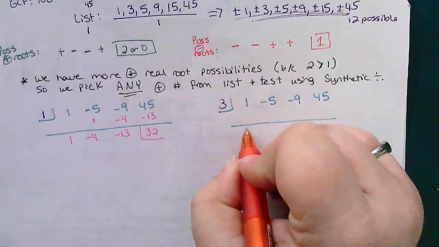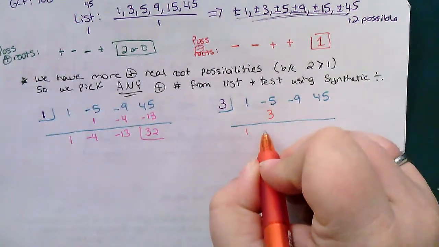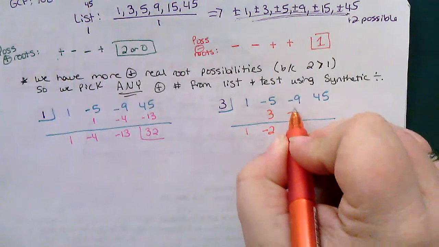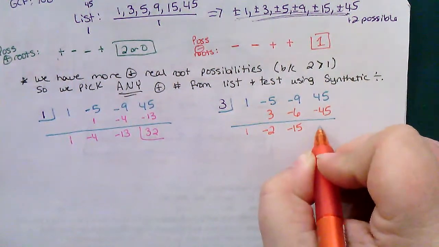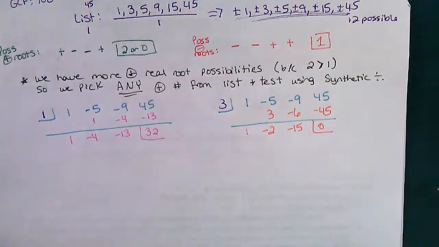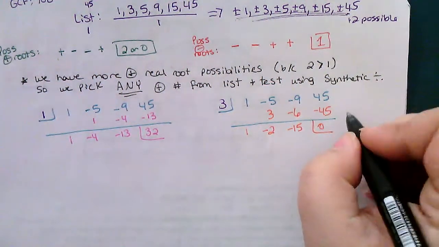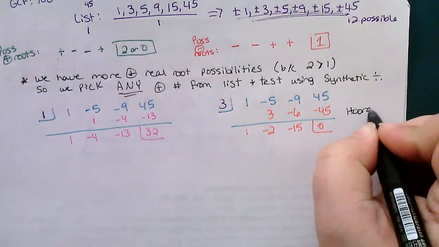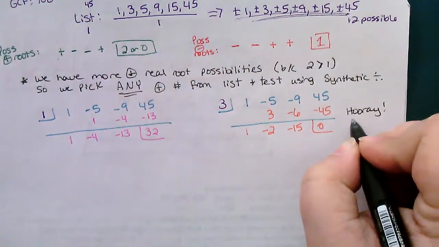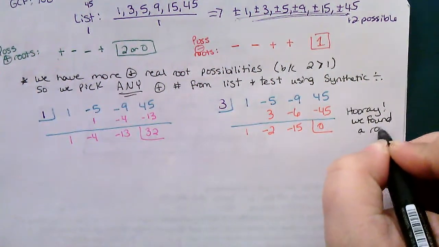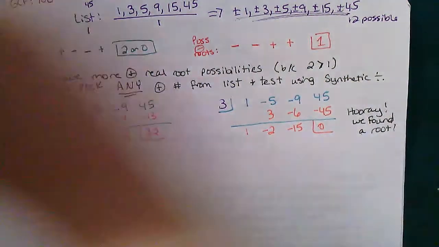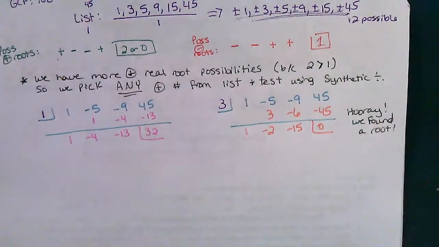So if I bring down the 1, multiply by 3, add down, multiply by 3, add down, multiply by 3, and add down. And I'm excited now. Why am I excited? Because I found a root.